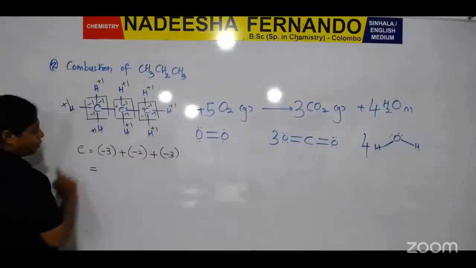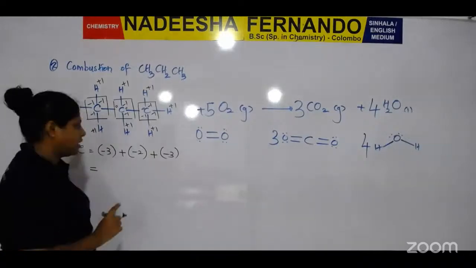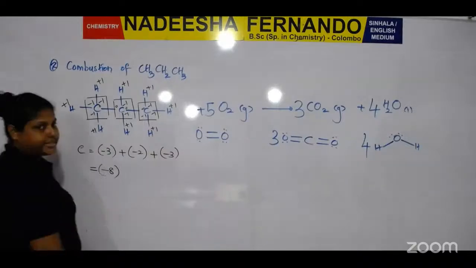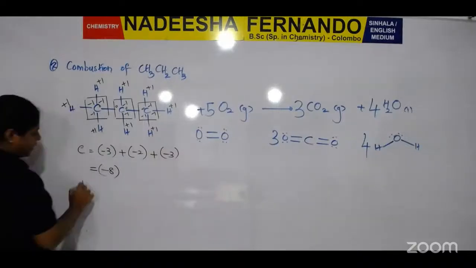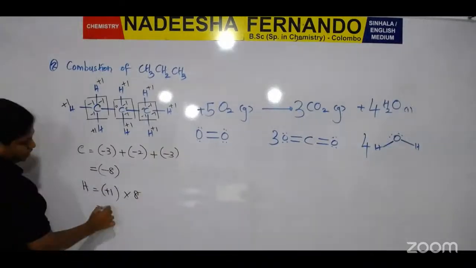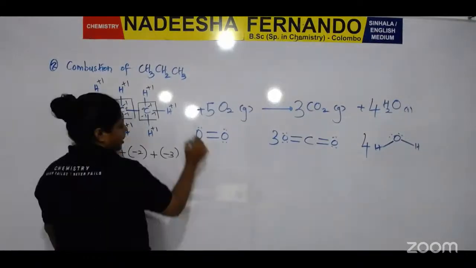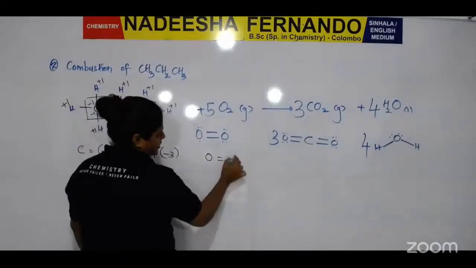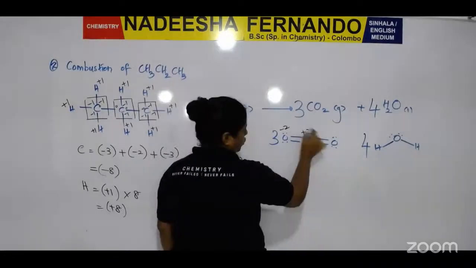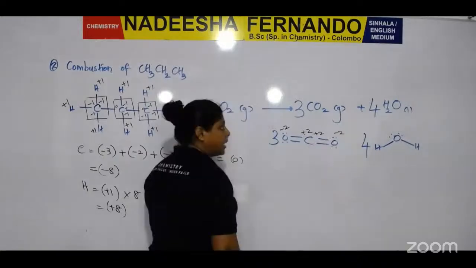The overall charge, or the oxidation state, of all carbons here is minus 3, minus 2, minus 3, totaling minus 8. One hydrogen takes plus 1. There are 8 hydrogens, so plus 8. One oxygen takes 0 charge. Here, minus 2 plus 2 because of the double bond, minus 2 plus 2 again because of the double bond.